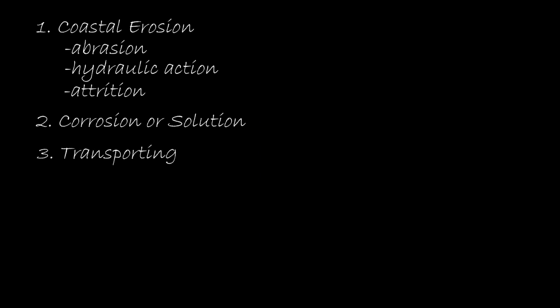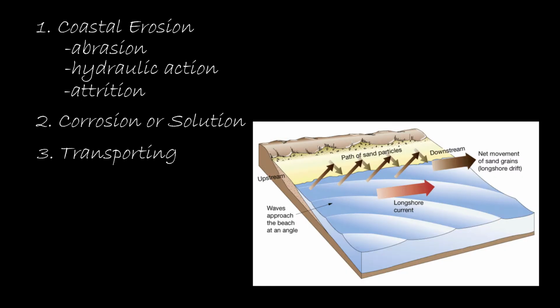And the third way coastlines are changed by waves is by transporting stuff like sand, rocks and other debris from places far away and places close by. For example, if the wave comes into the coast at a zigzag angle, then washes back straight, then it can move things along the coast. This is called longshore drift.